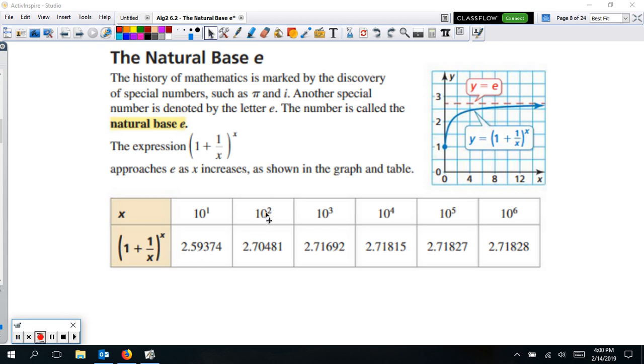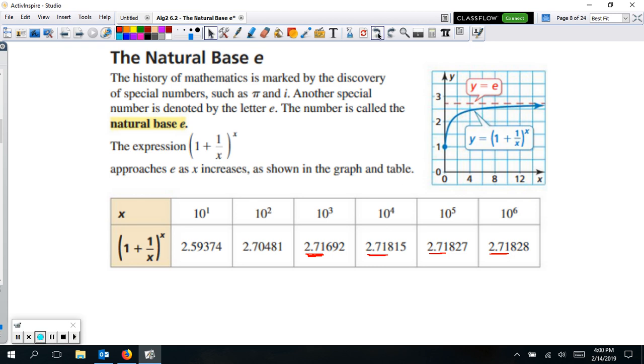If I put 10 squared in, that would be 100. If I put 100 in, that would give me this number. You can get the idea and the pattern going. What you really want to see is that it keeps getting closer and closer to this number, 2.71. It really gets close to that, so that's what we round it off to. Typically, we would say the natural base E is about 2.71, or some people just say 2.7, or 2.72 if you rounded it to the hundredth.